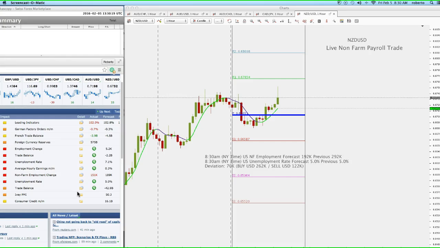Okay, I'm back. The numbers have just been released, and non-farm payroll was negative 151K, and we were looking for a deviation of 70K. So not sure if we want to sell, or rather buy, the New Zealand dollar as of yet. So I'm going to wait for the market to settle down. I'm going to wait about 15 minutes, wait for this 15-minute candle to close. New Zealand dollar should go up because the numbers are negative.